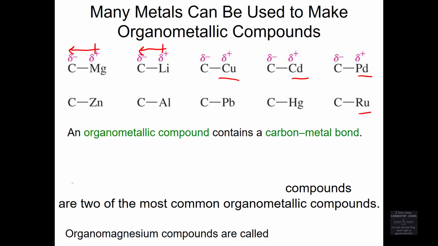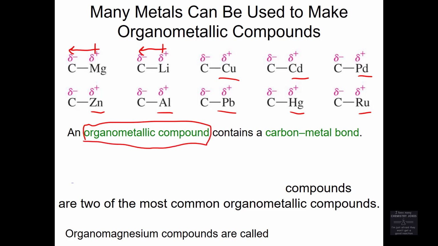It doesn't matter what metal it's connected to. In all of these examples, the metal is less electronegative than carbon, so the dipole points toward carbon, making the carbon partially negative and the carbon nucleophilic. All of these kinds of things where carbon is connected to a metal are called organometallics.